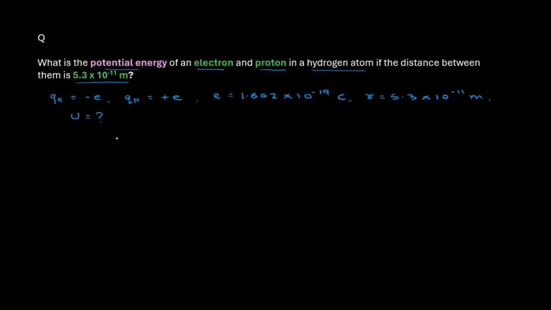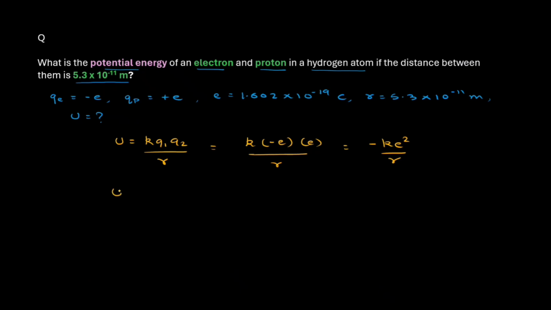So potential energy U is given as k Q1 Q2 over r, where Q1 and Q2 are the two charged objects. In our case, it is electron and proton here. So I can write this as k, charge of electron to be negative e, charge of proton to be positive e, over r. That gives me negative k e squared over r.